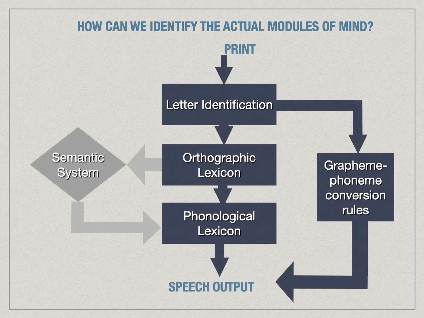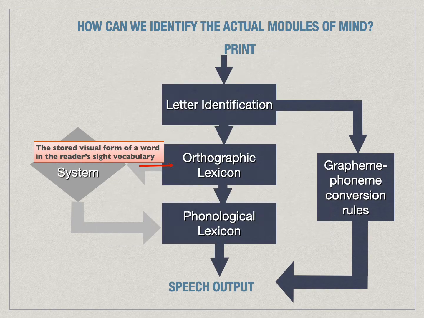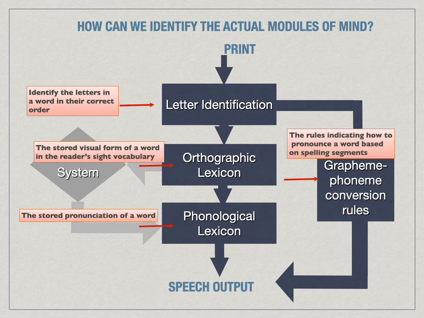Okay. So here are the different components. There's letters, identify the letters. The stored visual form of a word in your sight vocabulary, and you have thousands and thousands of those. The stored pronunciation, and then rules for assembling a pronunciation when the word is not familiar, right? Or a nonsensical word. Okay.